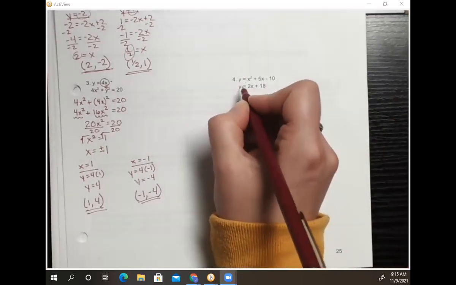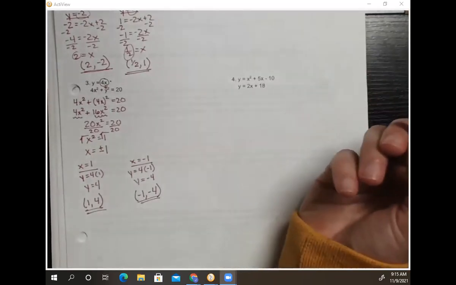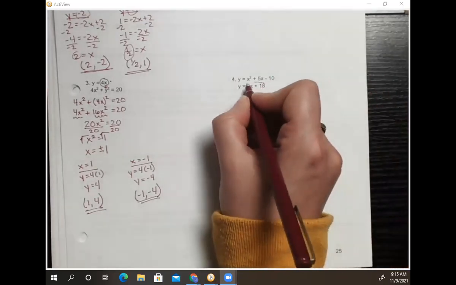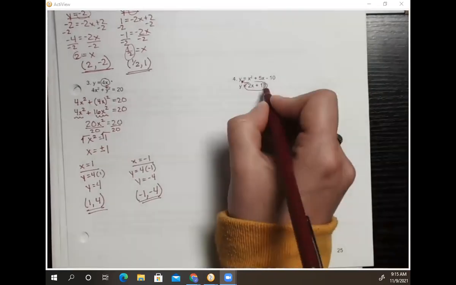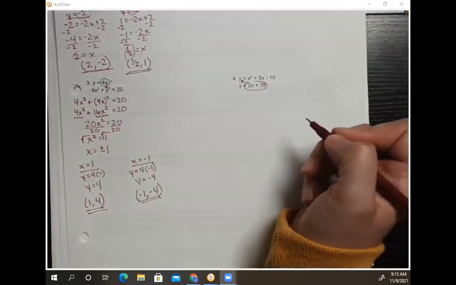They're both y equals something, so it doesn't matter which way you think about this. What you're going to end up doing is just setting this stuff equal to each other. So if you think about plugging this in for the y here, that's fine.